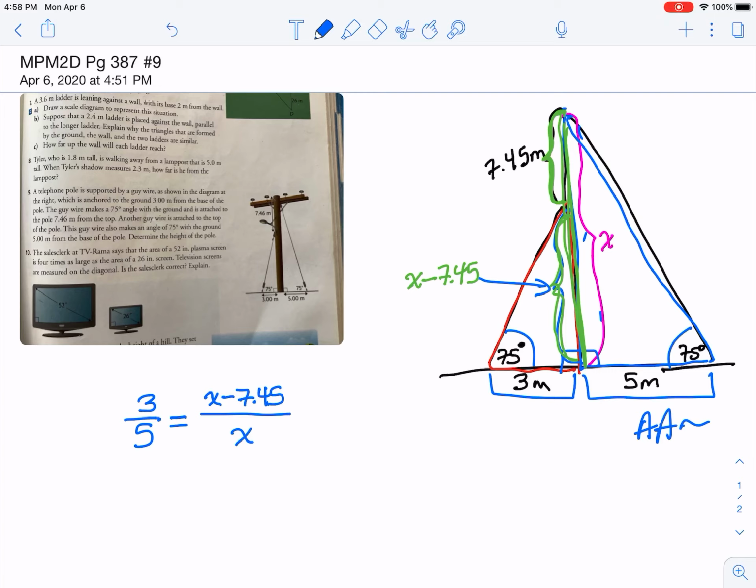So now you can cross multiply and you can solve. So cross multiply 3 times x and cross multiply 5 times x minus 7.45. And then you expand and simplify and solve for x. I'm going to leave that up to you, okay?